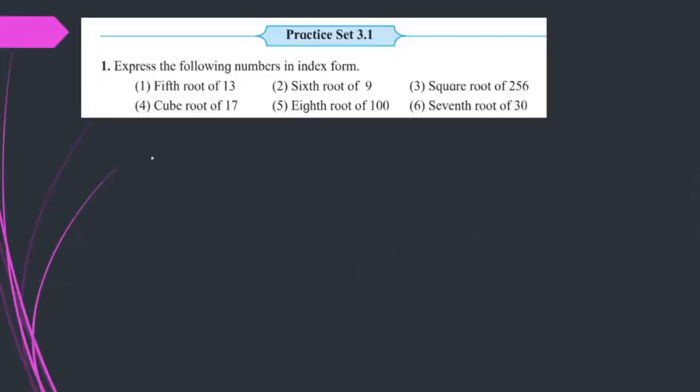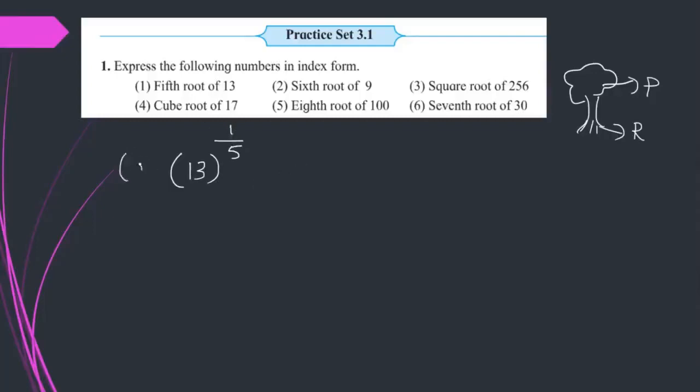I am asking the first sum: fifth root of 13. 13 is nothing but a base. I already said, remember the tree: root in the bottom, power in the top. Fifth root means 5 is the root. They will not say 5, it is a fifth, so 5 will be in the down. Power is not there, so I will put 1. That's all, this is the answer.